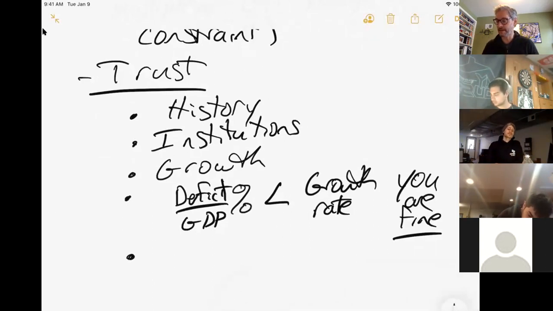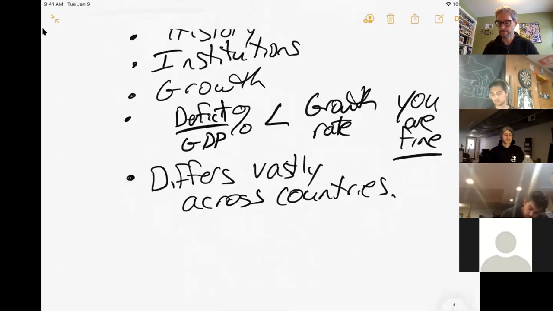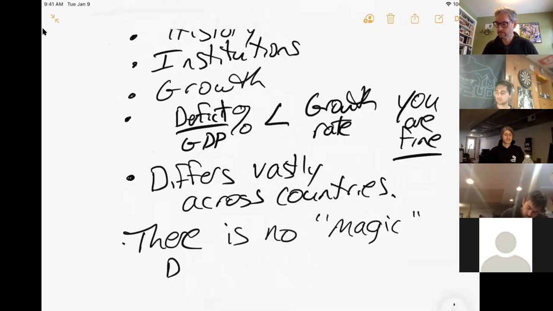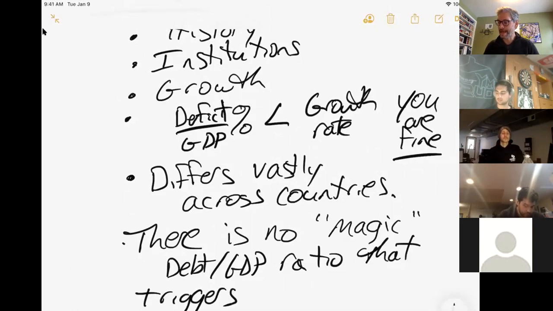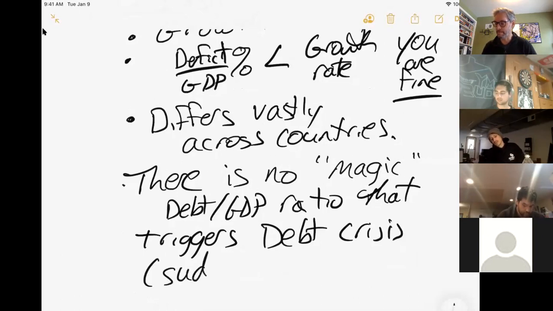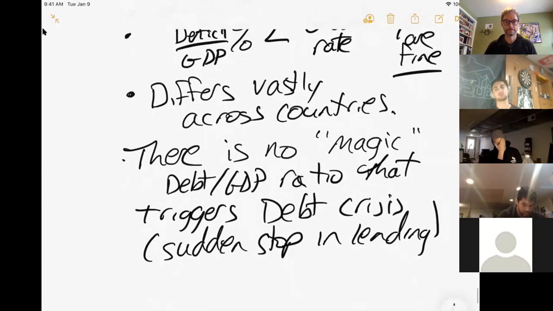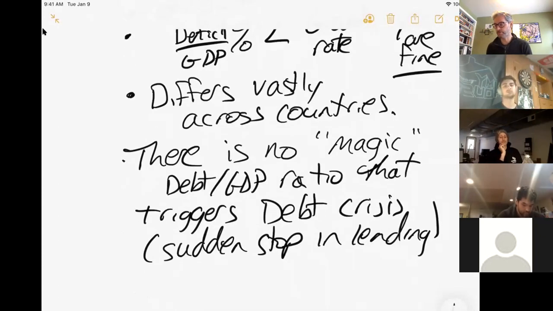The key thing I want to emphasize here, though, is this actually differs vastly across countries. There is no magic debt to GDP ratio that triggers a debt crisis. And by a debt crisis, I mean a sudden stop in lending, where markets just suddenly say, no, we're not lending anymore. There is no magic debt to GDP ratio that once a country passes it, they have a debt crisis.